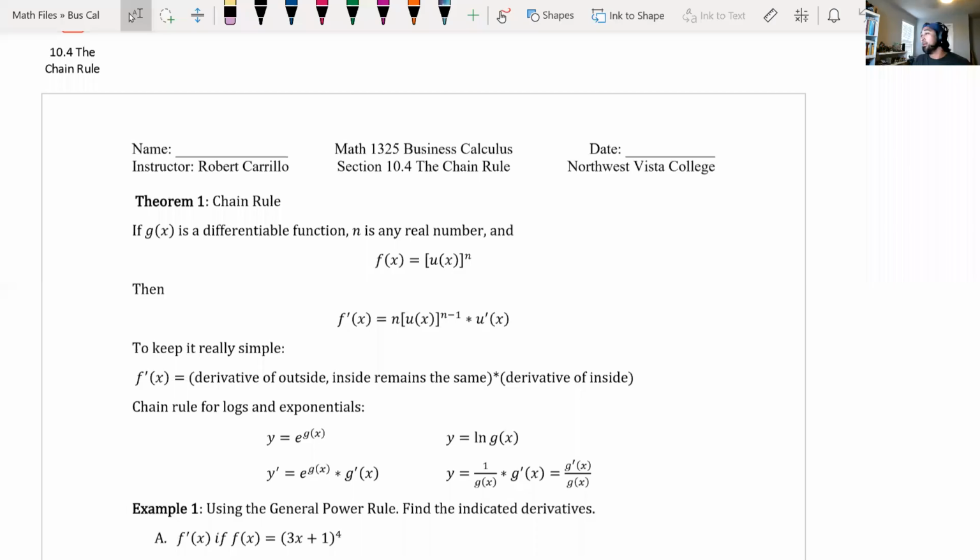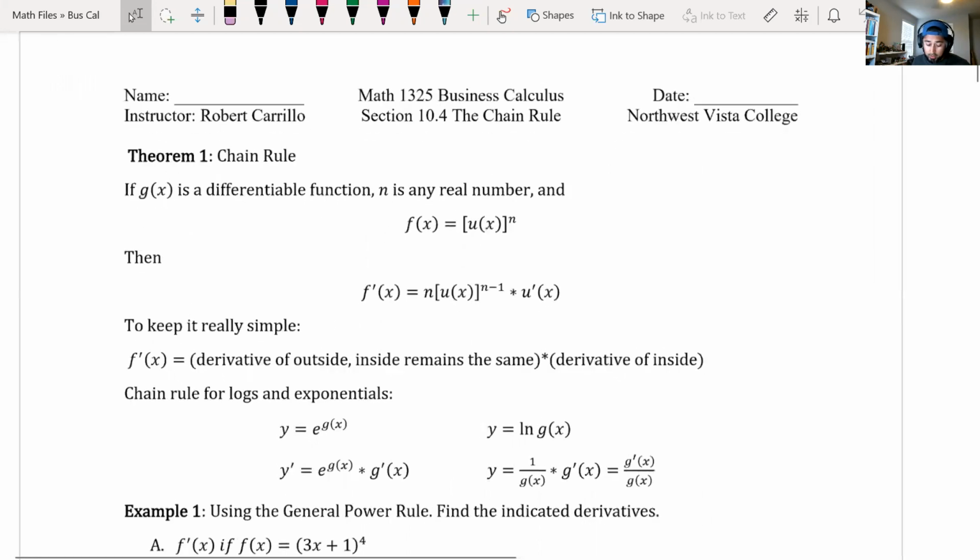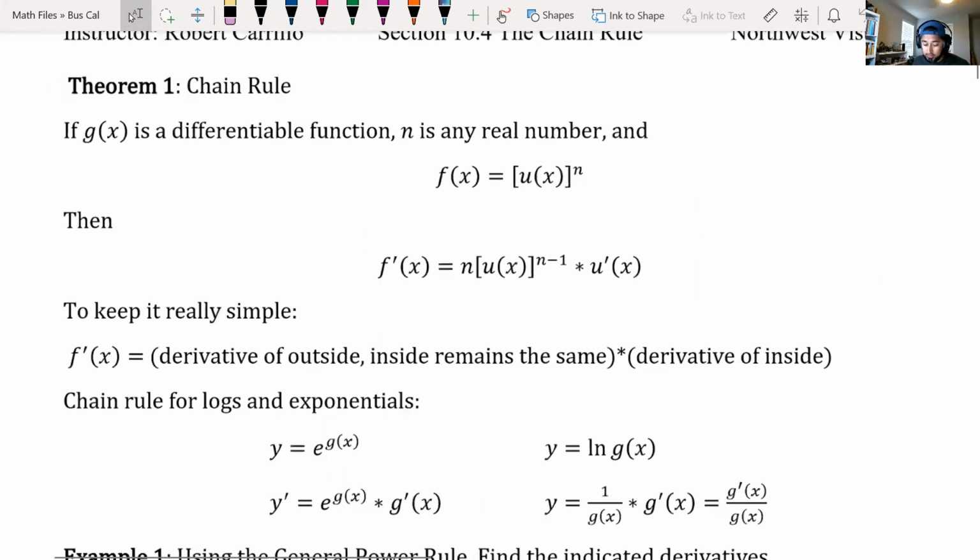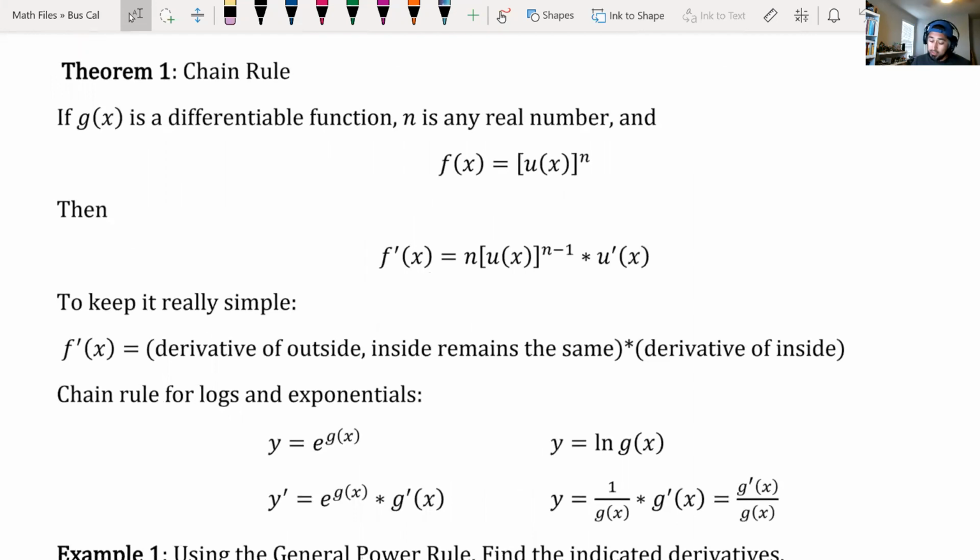Record. So last class we learned about product rule and quotient rule. Today we learned another rule called the chain rule. It's the rule for taking the derivative of a composite function, and a composite function is a function made of multiple functions. I don't want to make it sound too confusing though, so let's just look at the chain rule.